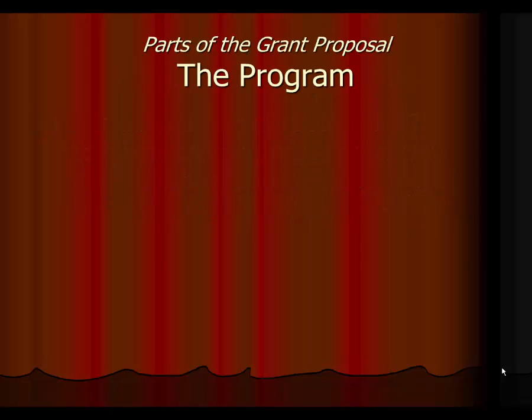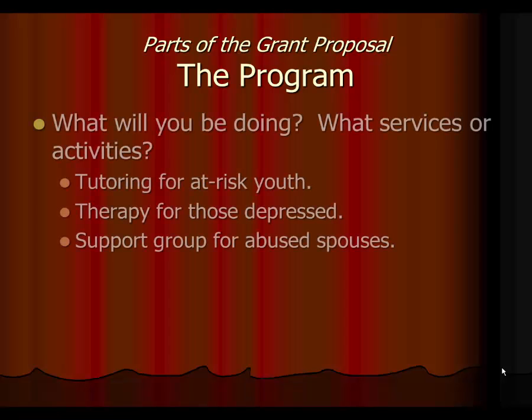Parts of the grant proposal, let's look at one more thing here. The next thing I want to talk about is the program. What will you be doing? What services or activities will be a part of it? Will you be doing tutoring for at-risk youth, therapy for those depressed, support group for abused spouses? This is something you need to write carefully enough that the reader of your proposal will know what that looks like if they were to see it in action.